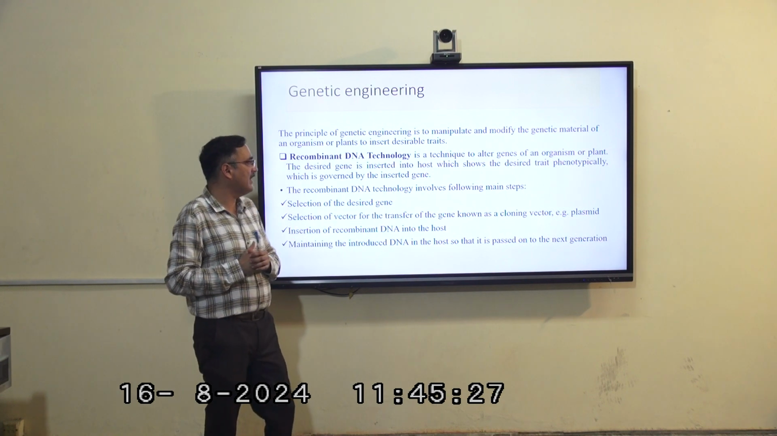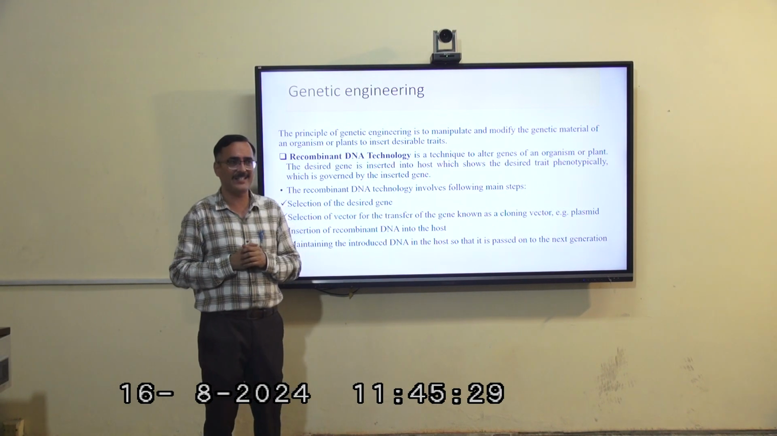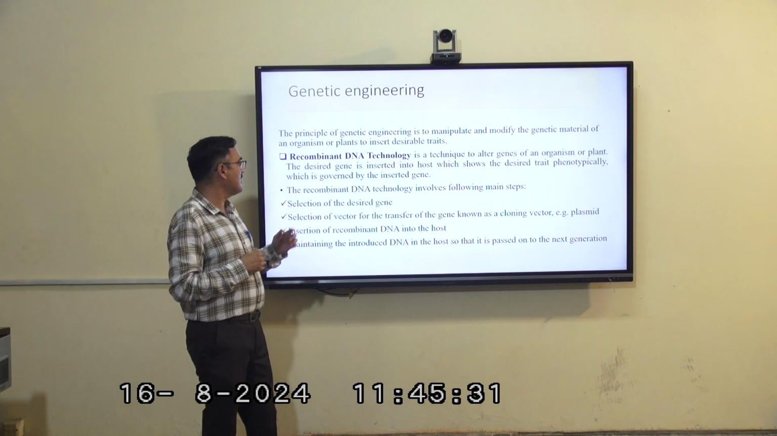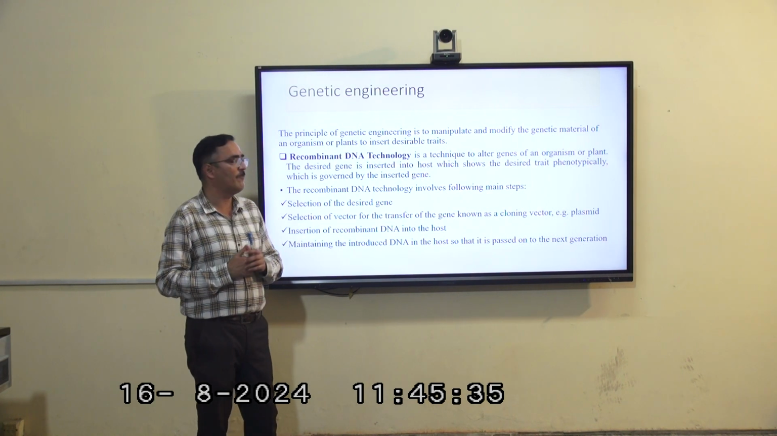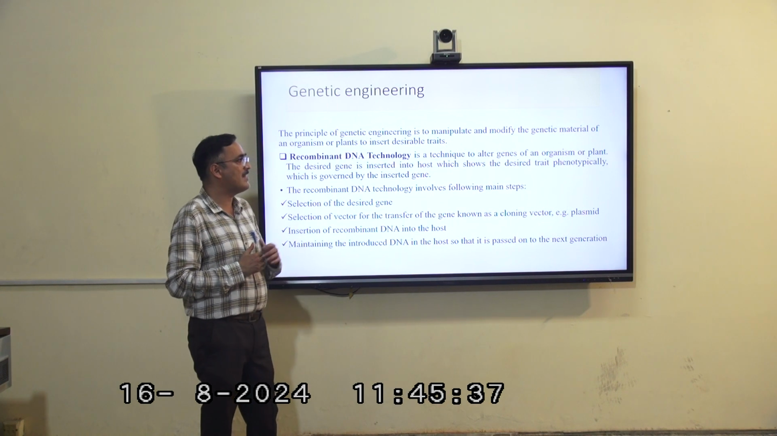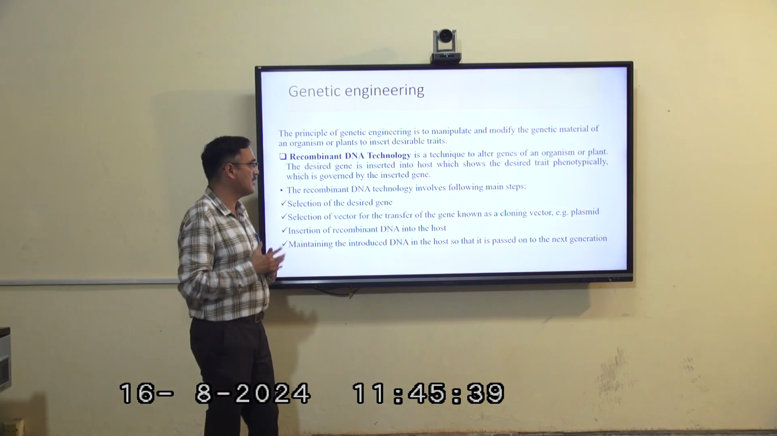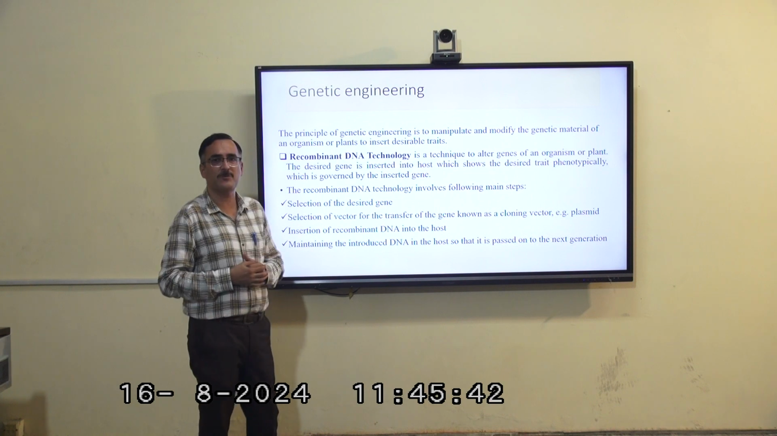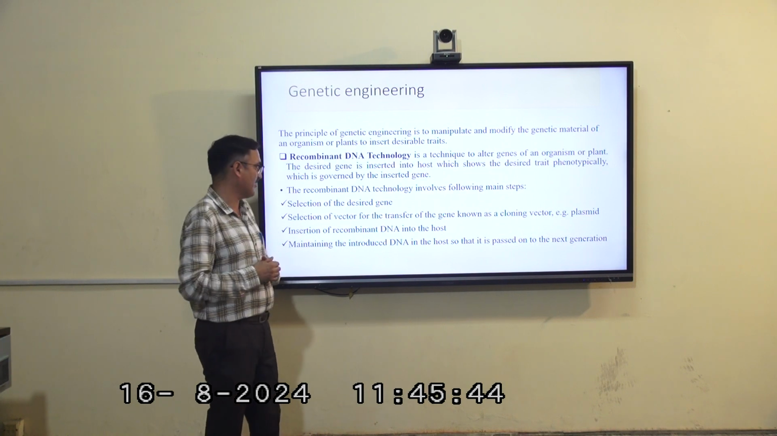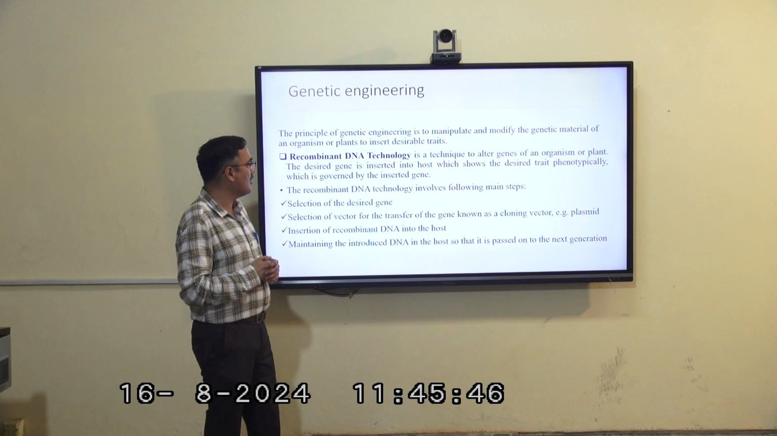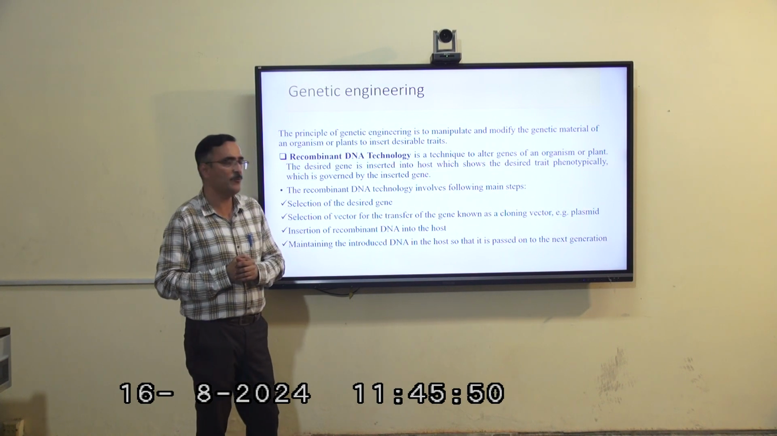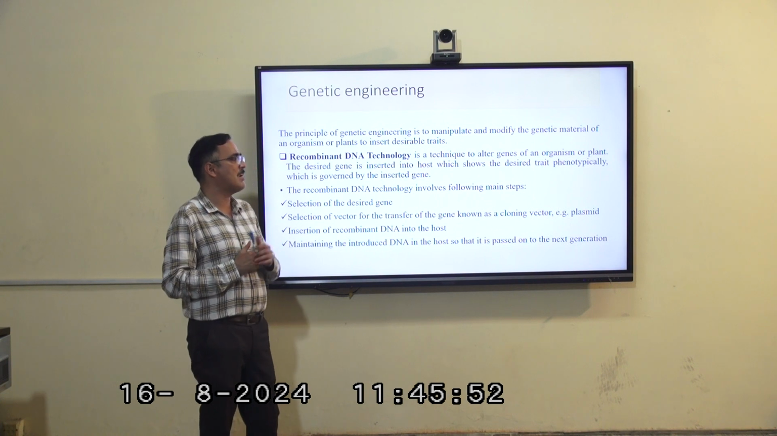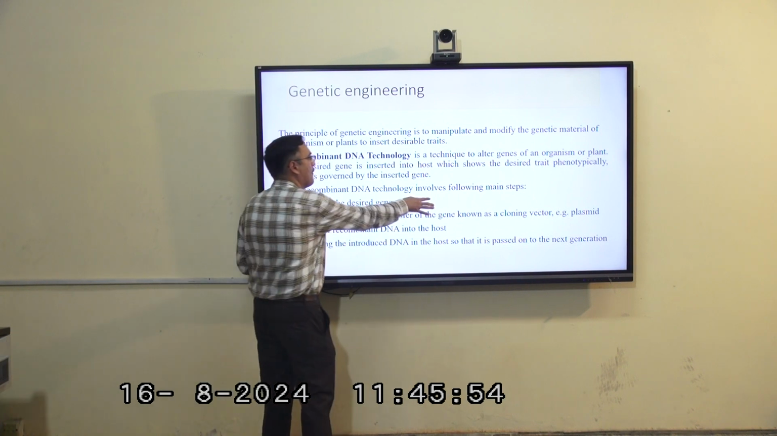Recombinant DNA technology involves the following steps. The first step is the selection of the desired gene. Second, selection of a vector for the transfer of the gene, known as a cloning vector or plasmid host. The common one is the plasmid. We have plasmids, bacteria, etc. Then we have the insertion of recombinant DNA into the host cells, followed by maintaining the introduced DNA in the host cells so that it is passed on to the next generation.